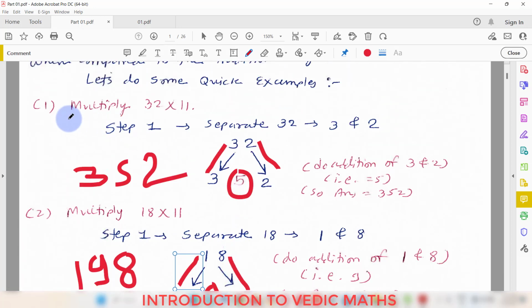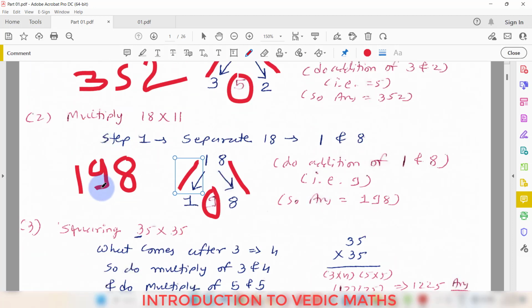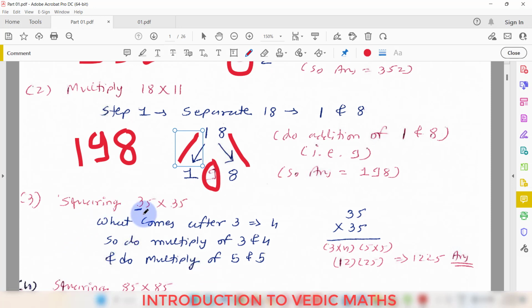Now, after the multiplication tricks, let me do some squaring tricks. This is just an introductory video. In further lectures, I will show you these techniques in detail. In squaring, let's say I want to do 35 times 35. So what comes after 3? The first digit is 3, and after 3 it will be 4. So I write 3 multiplied by 4, and the last term is 5.